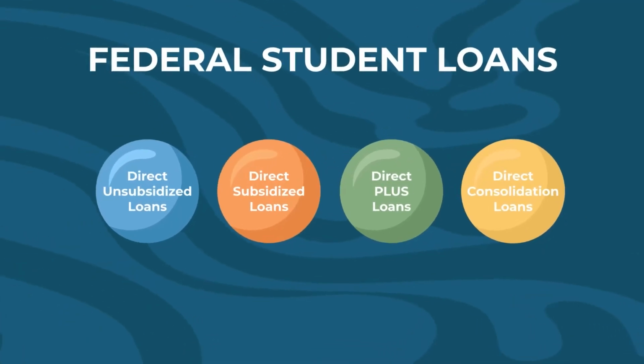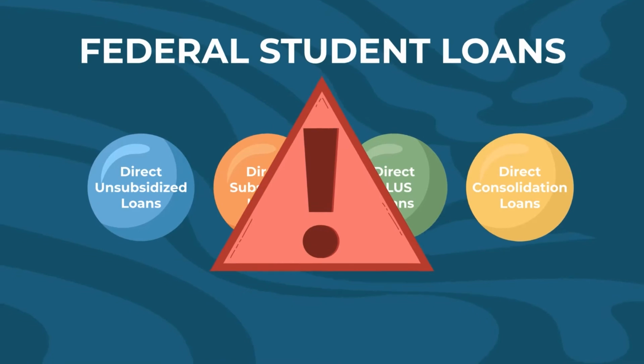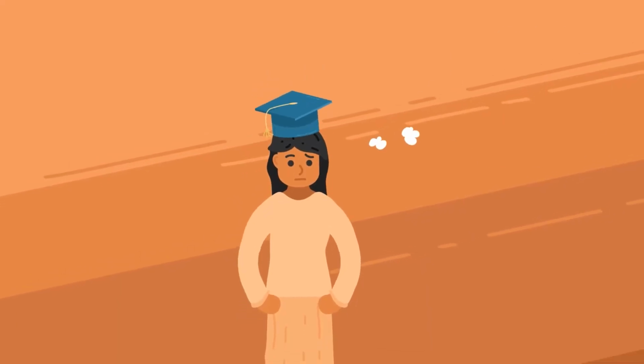Now that you know the 4 major types of federal student loans, let's talk about some of the restrictions. A common question is, how much can I borrow?